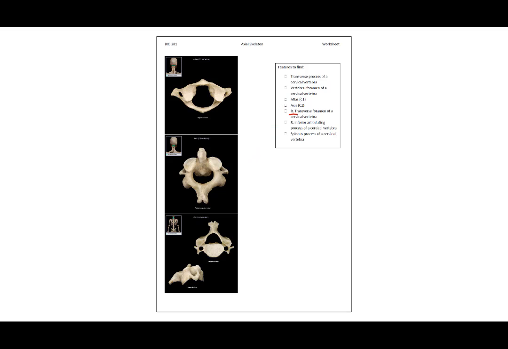If we say right transverse foramen, because it's going to be on the right side of a cervical foramen, these are the transverse foramen. And if we're looking from the top, then this side would be the right side. The inferior articulating process is this inferior portion. So put this over here. And the spinous process is going to be this part.